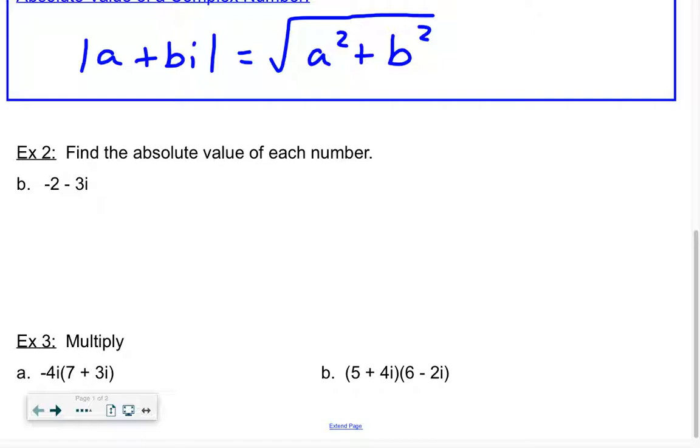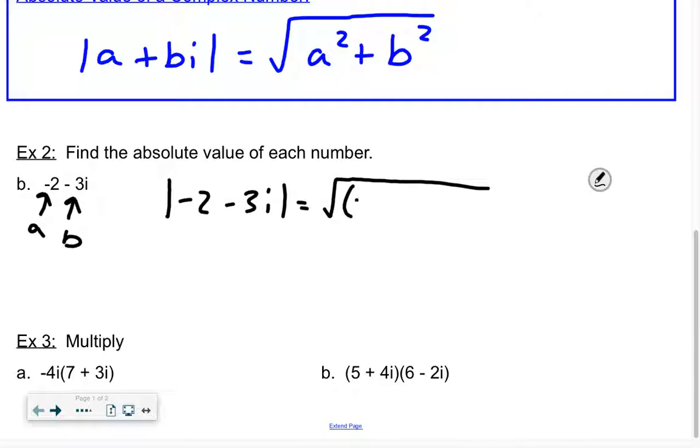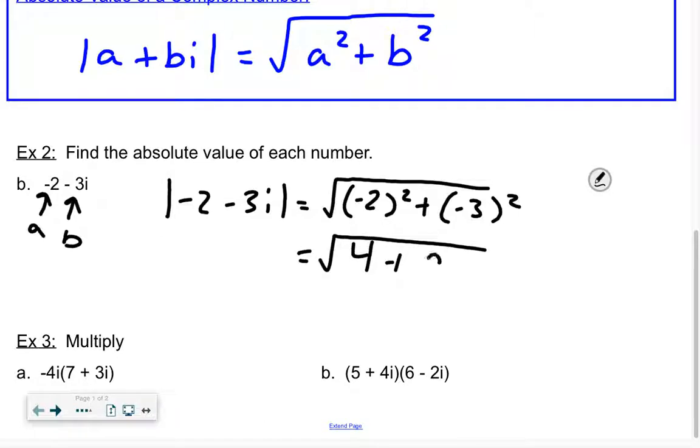Find the absolute value of the complex number. This is my A, that's my B. So the absolute value of negative 2 minus 3i is equal to the square root of negative 2 squared plus negative 3 squared. You do not have to worry about that i, it's just the B value. Notice just B, not Bi. Square root of 13.